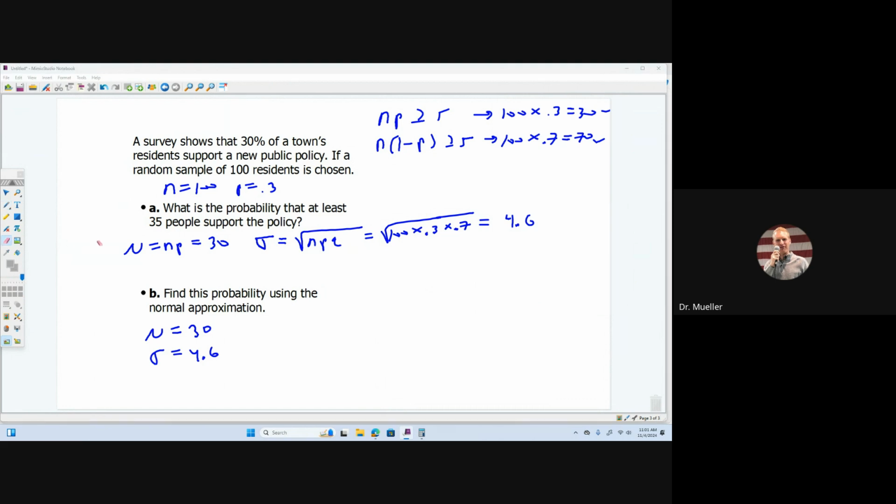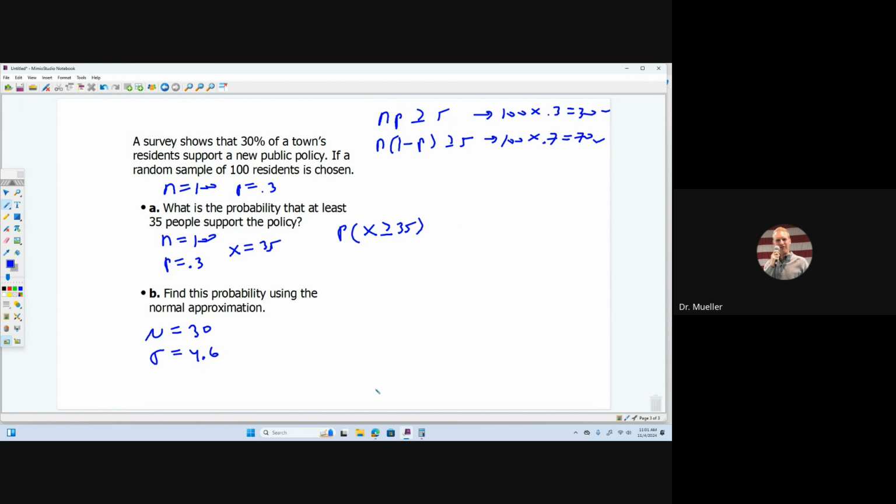I'm going to actually erase this here. So part A, we just do the regular binomial distribution. So n is equal to 100, p is equal to 0.3, x in this case is 35. So it says, what is the probability that at least 35 people support the policy? So the probability that x is greater than or equal to 35.